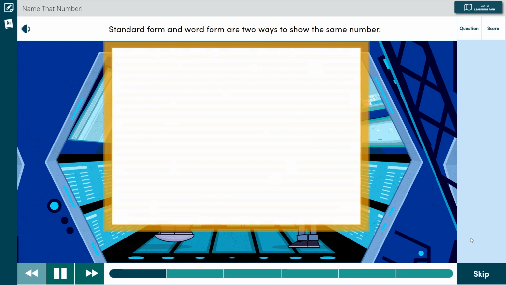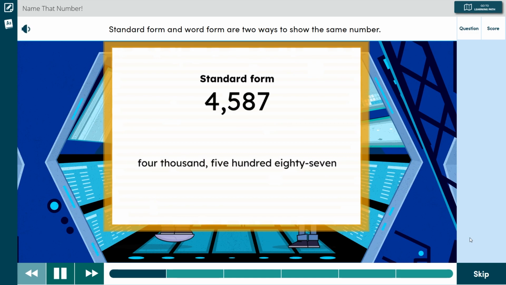Standard form and word form are two ways to show the same number. This is the number 4,587. It is written using numerals. This is called standard form. You can write the same number using words. This is called word form.